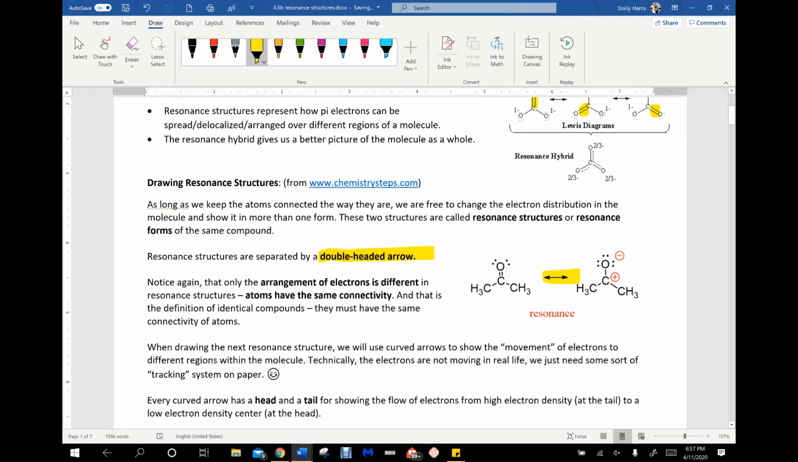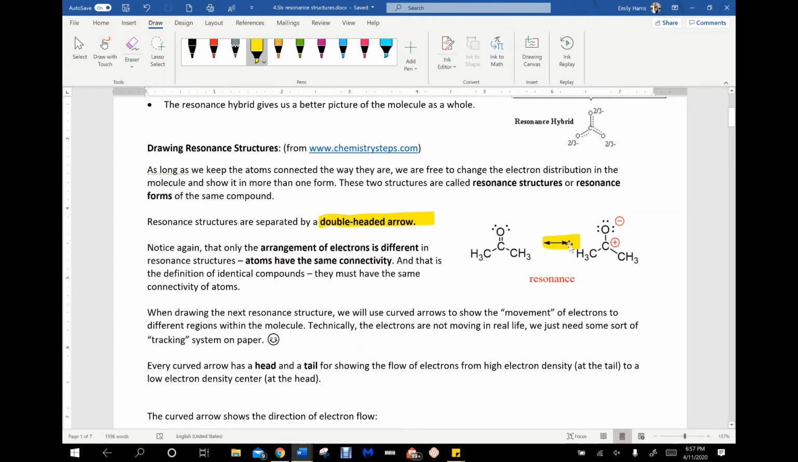So again, if you look in the examples, notice that the only thing that's different is the way the electrons are arranged. All of the atoms are connected in the same order, all right? And that's the idea. We want the compounds to be identical in their atom arrangement, just different in how the electrons are distributed. For example, in this first molecule, everything has a neutral formal charge, while in the second molecule, that formal charge has been separated into a negative charge on oxygen, a positive charge on carbon.